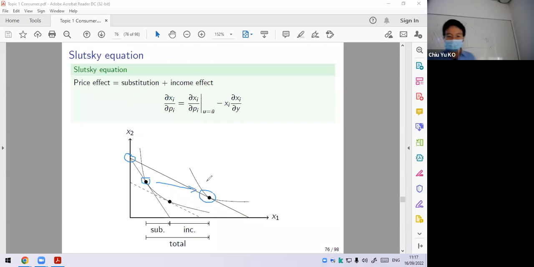Okay. And this red bundle, where it comes from is you hold your utility the same. Okay. You just keep rotating the price ratio. Or you draw the parallel line, so that you keep your same utility, but under the new price, which bundle you're consuming. Okay. Repeat. The red one is you keep the original utility.